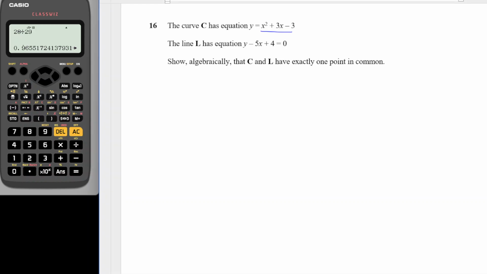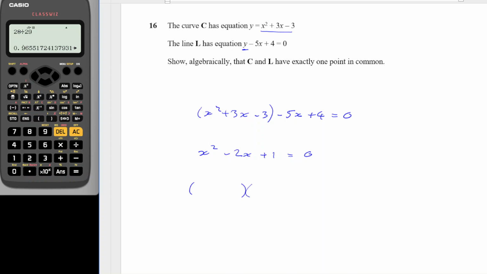So I'm going to substitute that in for that value there. If I just put it in a bracket to start with, that would give me x squared plus 3x minus 3 minus 5x plus 4 is equal to 0. So let's take the brackets out and tidy up. That gives us x squared minus 2x, sorry, plus 1 is equal to 0.